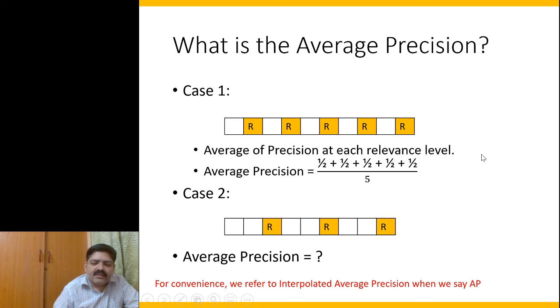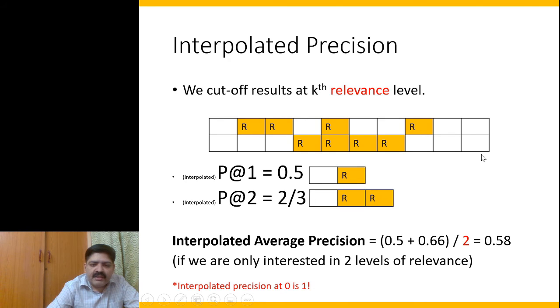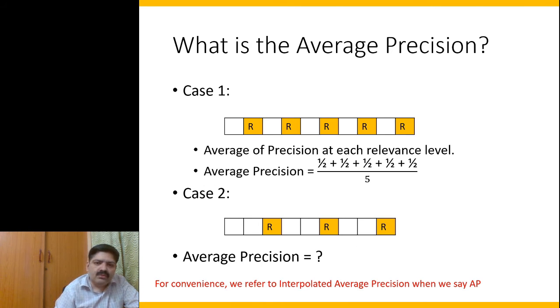Just like we took an average of interpolated precision, we could also do a simple average precision for precision at different levels. So the average of precision at each relevance level could be taken, and in this case, the interpolated average precision for case 1 would simply be half plus half plus half plus half plus half. That would be half again. So can you compute the average precision for case 2?